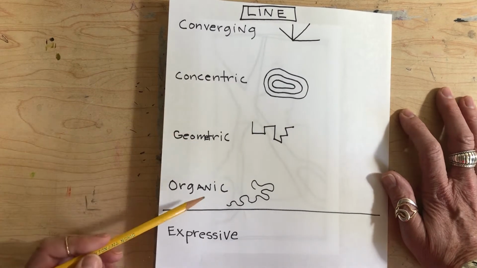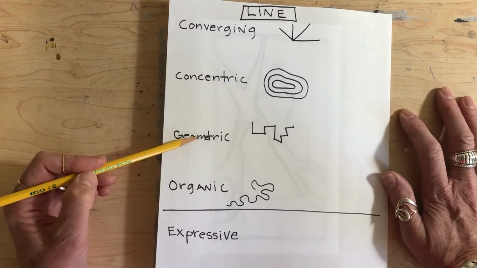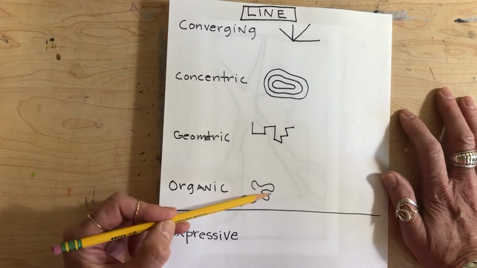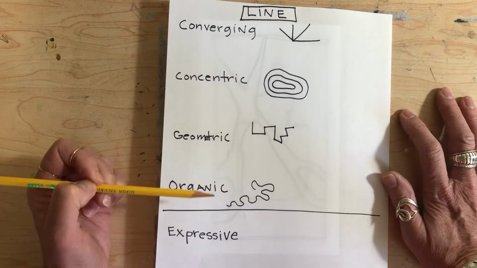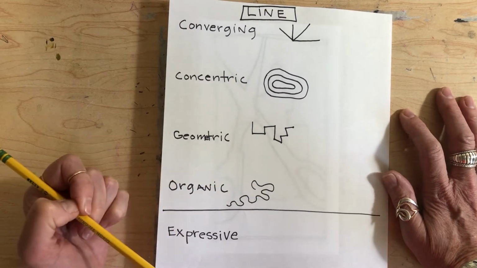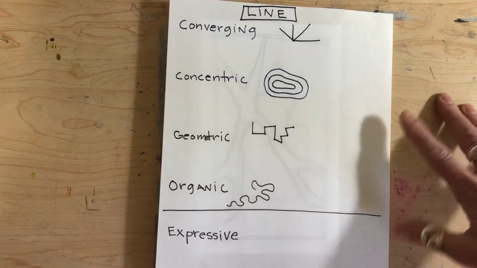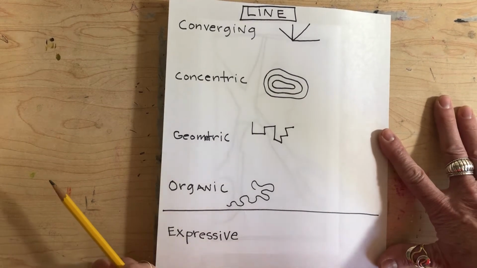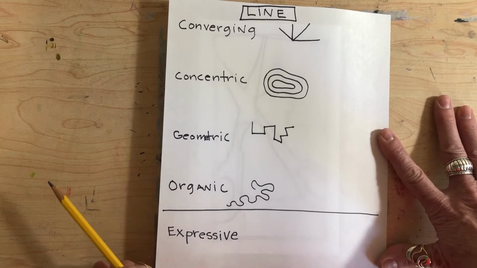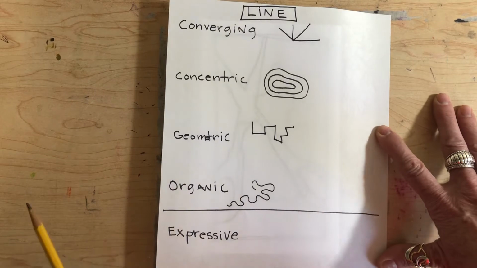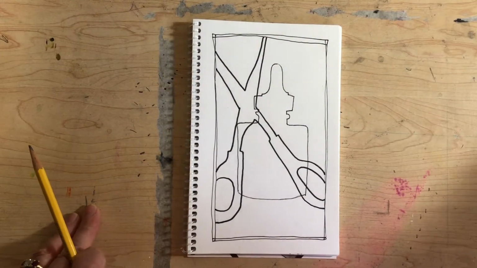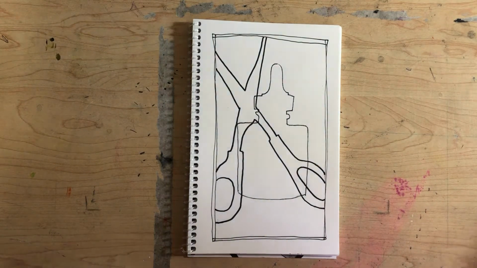Organic lines are the opposite of geometric. Organic lines do not have any straight areas and they do not have any angles, okay? And then last, today we talked about expressive lines, lines that give the viewer information of some kind, okay? Lines that express something. All right, so that's our review of line.